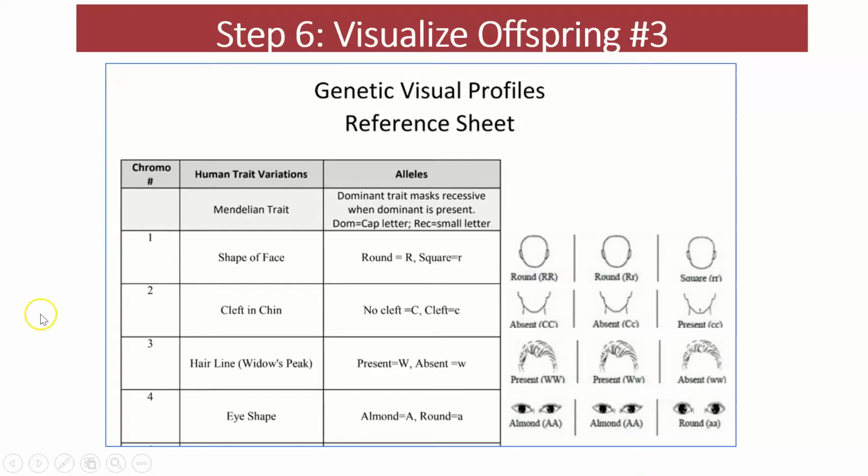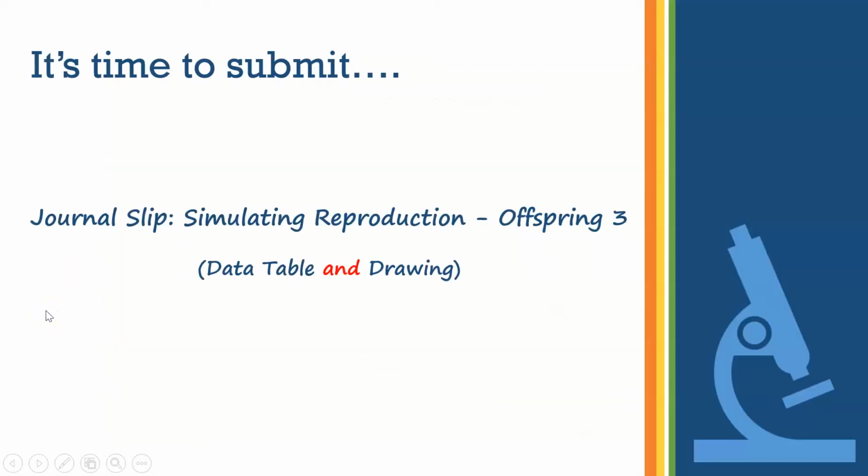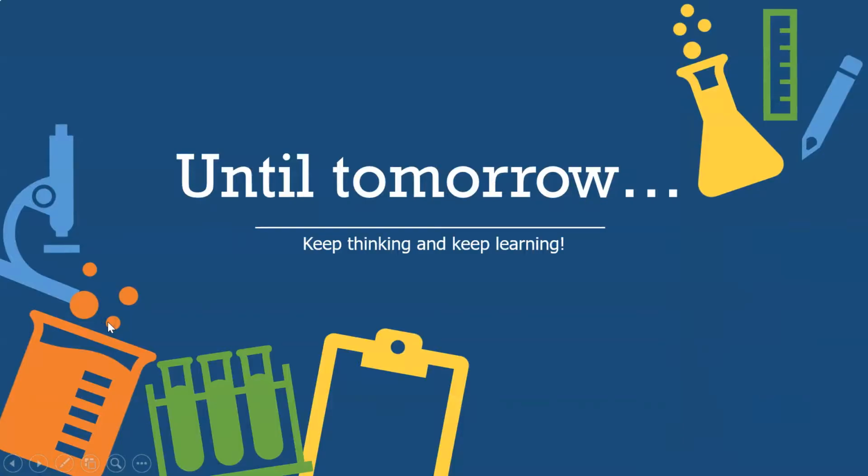All right, you know what to do. Submit your journal slip so that I can see your data table and the drawing of offspring number 3. Until tomorrow, keep thinking, keep learning, and get ready because we're constructing an explanation to our driving question.